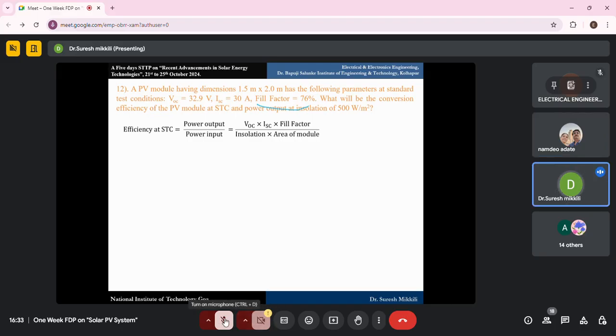So 32.9 into 30 into 0.76, by 500 into area. The area is 1.5 into 2, which is 3. It is given, 1.5 into 2, so total is 3. So 32.9 into 30 into 0.76 by 500 into area, 1.5 into 2.